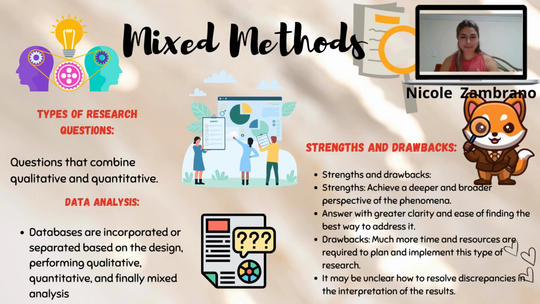In mixed methods, the type of research questions combines qualitative and quantitative questions. And the data analysis, for example, is incorporated and separate based on the design. On the other hand, there are strengths and drawbacks. For example, a strength is to produce more valid data through multiplicity of observation. And a drawback can be that it is difficult to plan and implement one method using the results of another.